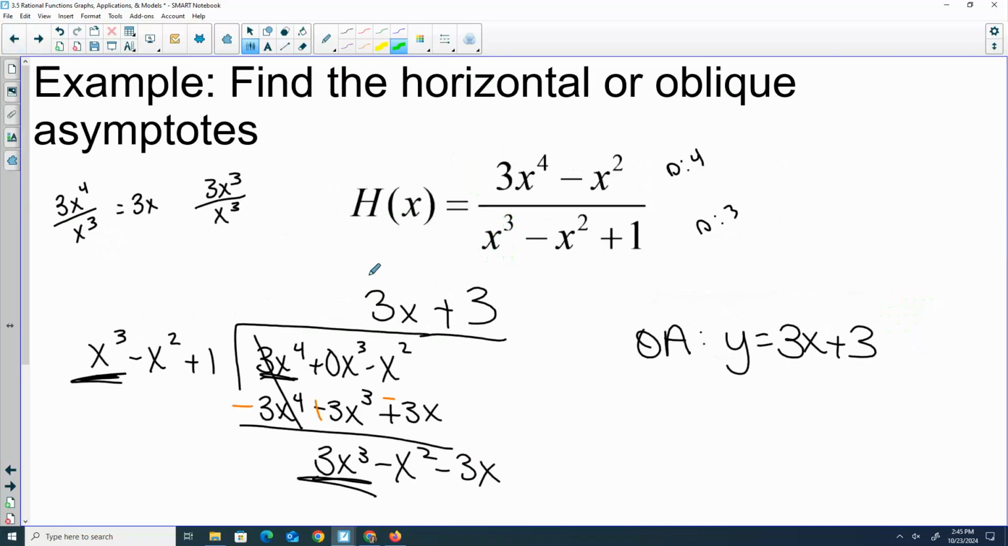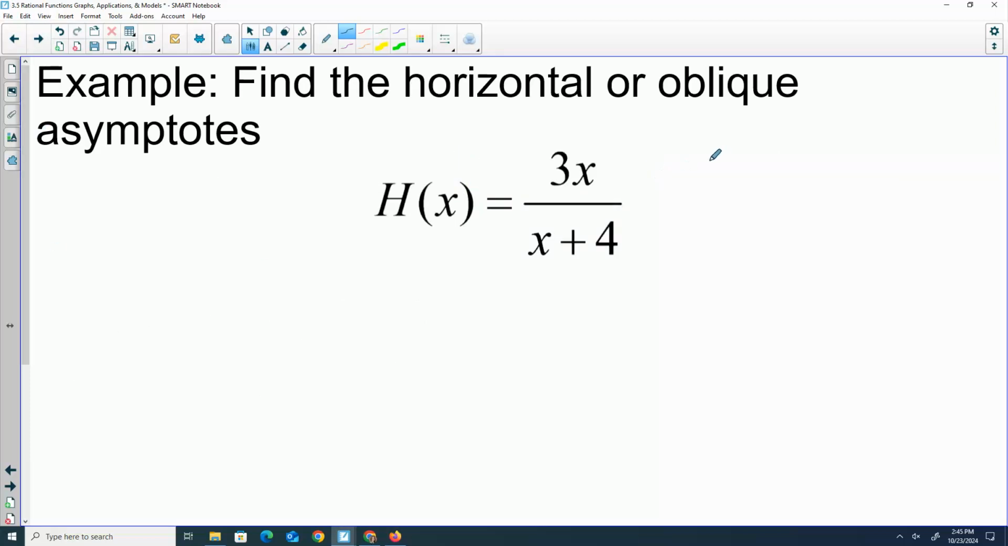When the top is 1 bigger, you're going to get an oblique asymptote. You have to do that long division. All right, so you can remember the pattern or you can work it out just like we did. I didn't tell you the rules beforehand. I kind of showed you why they worked. So both ways will get us there.